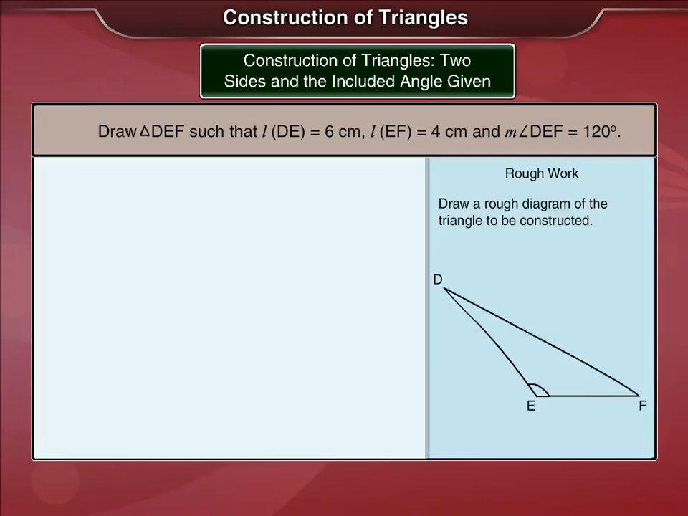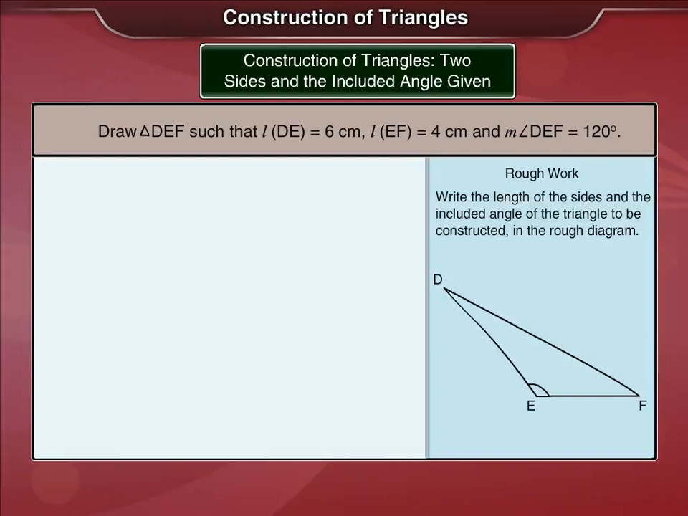Place a protractor at point E on segment EF to measure angle DEF 120 degrees. Mark point X at 120 degrees to indicate the measure of the angle. Join point E and point X to get ray EX. Angle XEF measures 120 degrees.